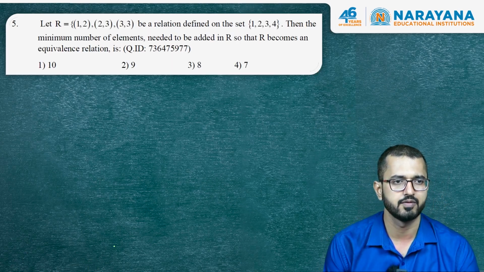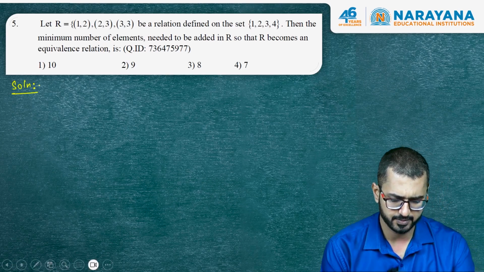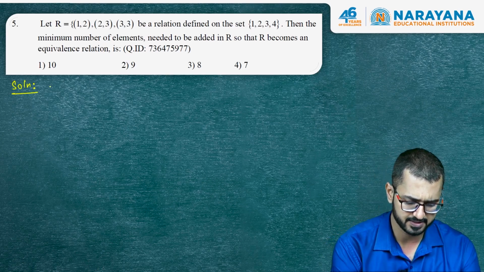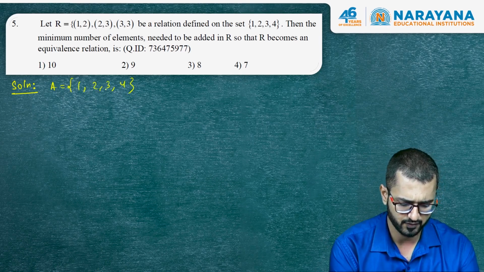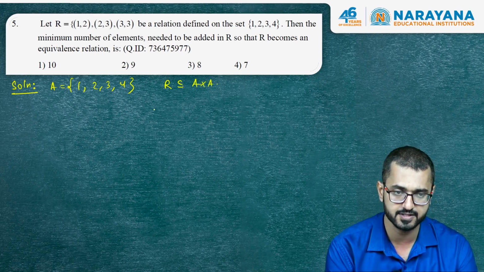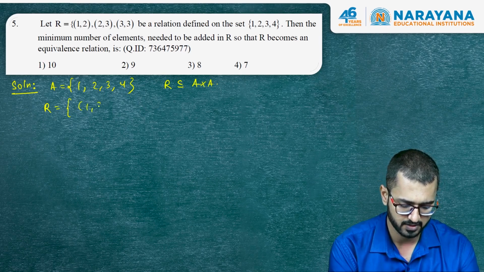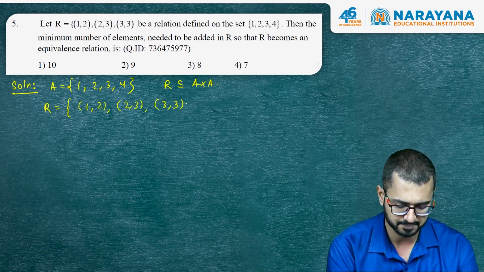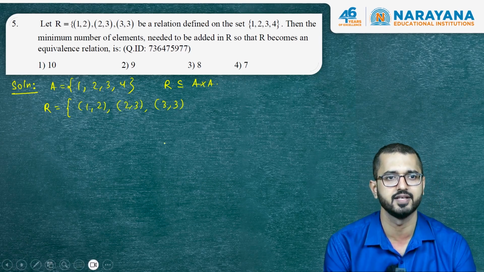So coming to question number 5. It's based on the relation. So I have the set to be 1, 2, 3, 4, and a relation is defined. So we know that R is a subset of A cross A. That's the definition of relations. And now R is already given to us. R is given to be (1, 2), (2, 3), (3, 3). So we have to add a minimum number of elements to make it an equivalence relation.